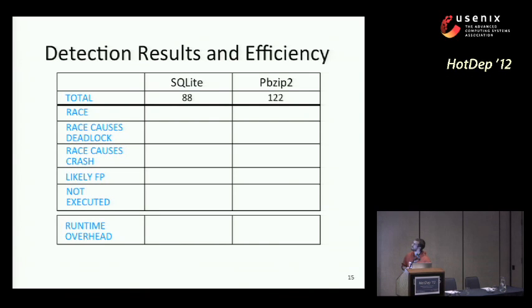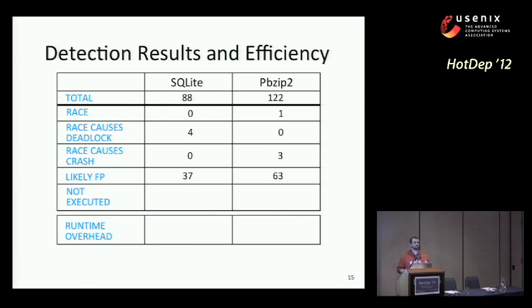So Cord detects 88 potential races in SQLite and 122 potential races in PBZip. Out of these potential races, it turned out that one of the races in PBZip is actually a real race, but that does not have any observable consequence like a crash or a deadlock. In the case of SQLite, there were 4 races that were causing SQLite to deadlock, and in the case of PBZip, there were 3 races that were causing PBZip to crash.